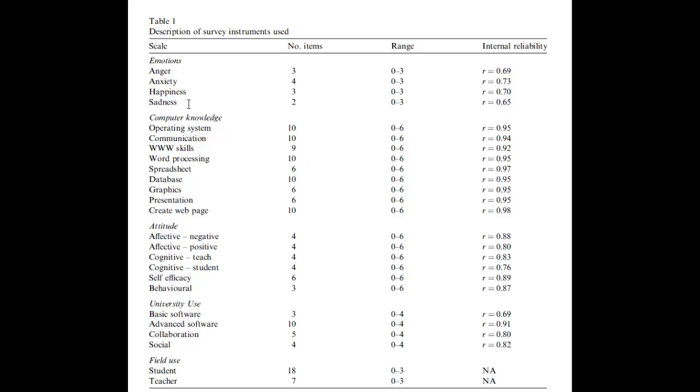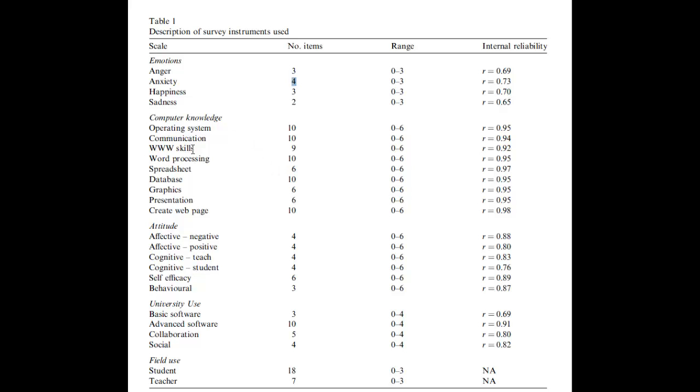Usually what you'll see is the scale name. In this case, let's look at anxiety. For anxiety, there were 4 items in that scale. The range of scores went from 0 to 3, and the correlation was 0.73, which is actually rather low. Usually it should be 0.80 or higher, and you can see it's even lower here. Now, as the number of items increases in a scale, the actual internal reliability tends to increase as well. Not always, but it does.